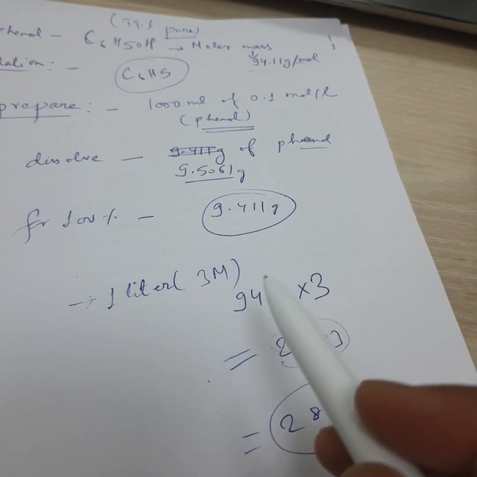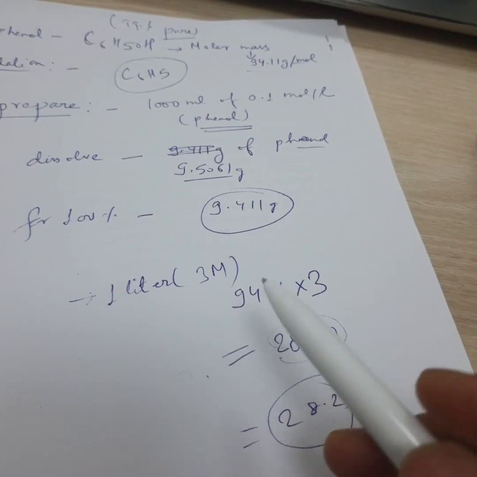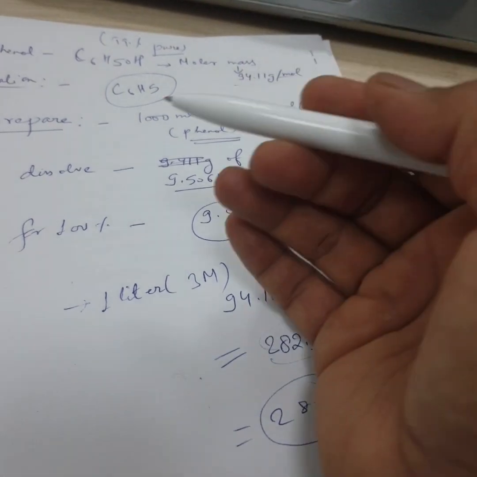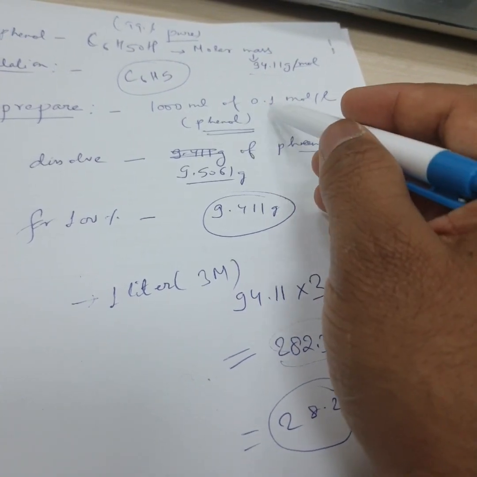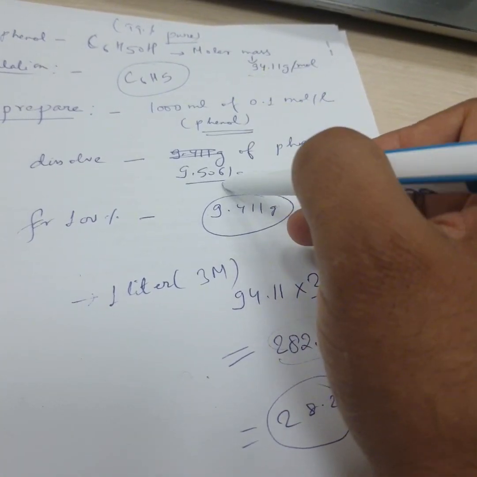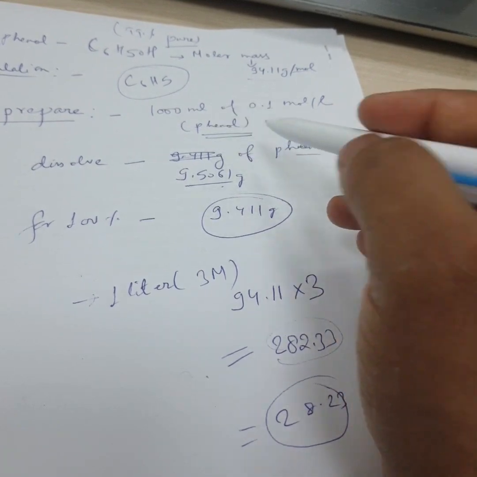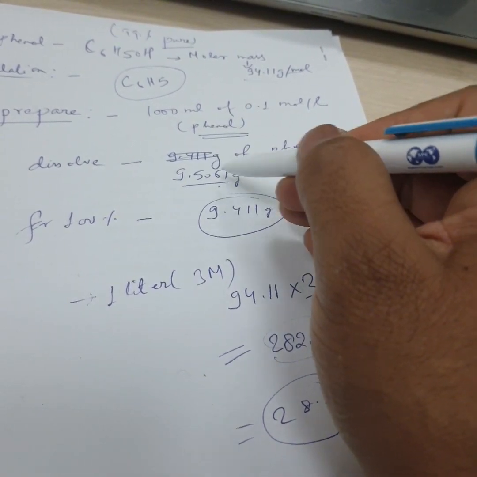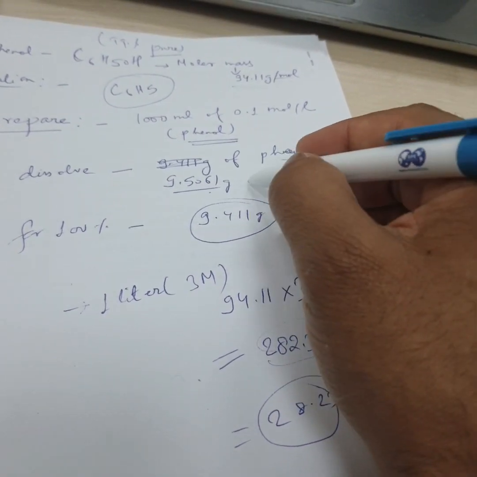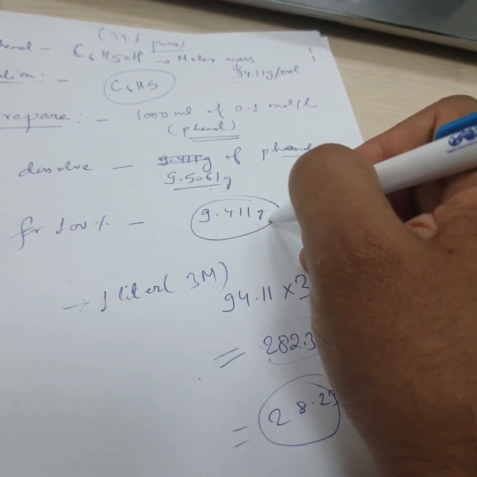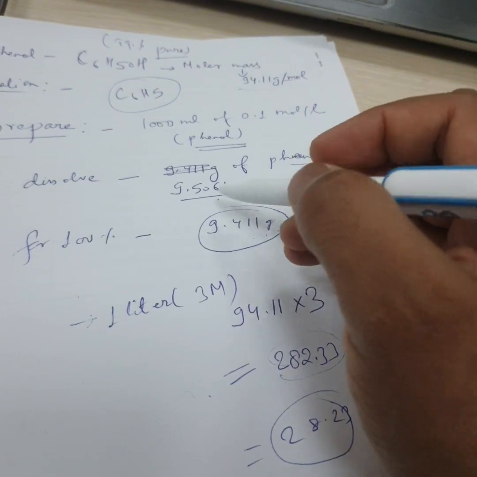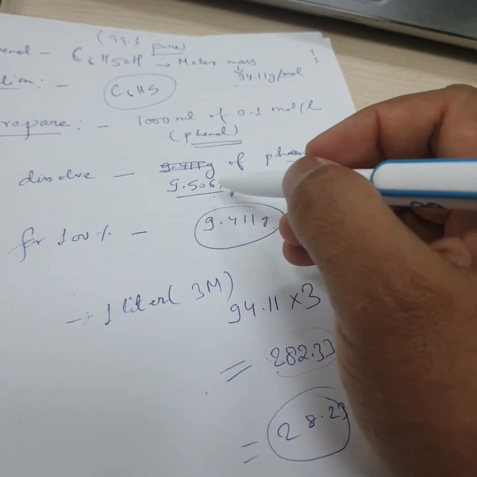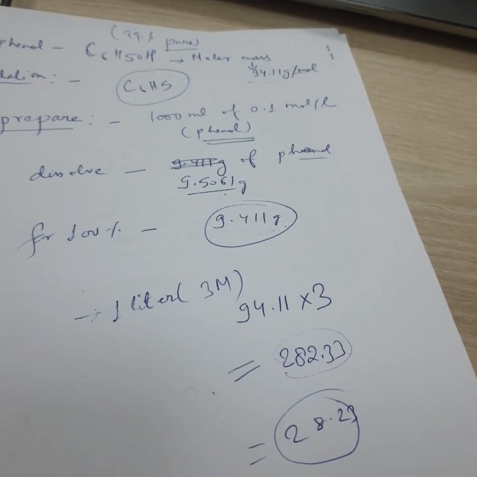Suppose we are preparing 0.1 molar, for example. In the case of 0.1 molar, we are going to take 9.441 grams if the purity of the phenol is 100%. In case it is 99% pure, it would be around 9.5061 grams.